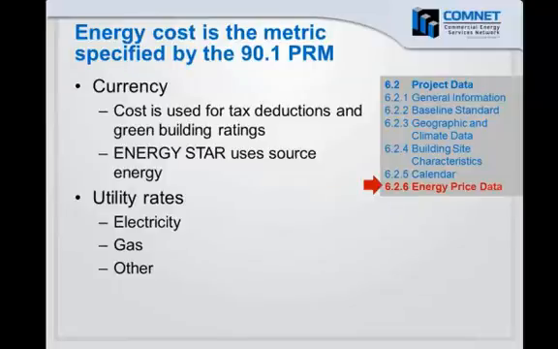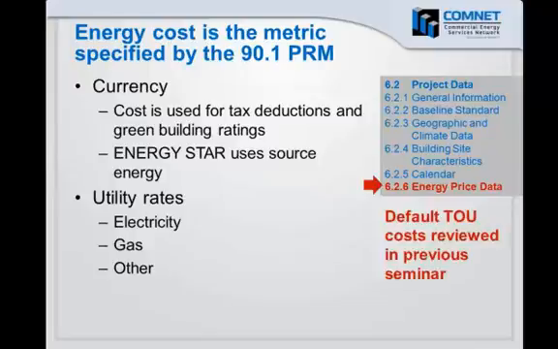The energy cost is a metric that's specified by the 90.1 performance rating method. So when you're doing tax deductions and green building ratings, it's cost that you use. Keep in mind that COMNET does provide some default time of use tariffs. Those were reviewed in the last vetting session, number 6. When you're using COMNET for Energy Star, however, the metric is EPA source energy, not cost.